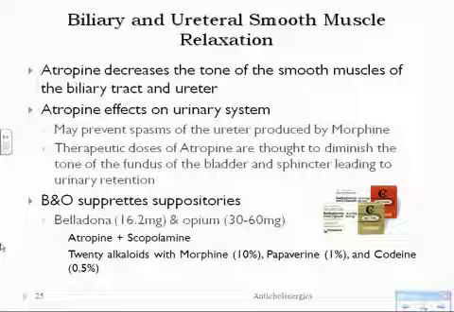So the belladonna itself will give you the anticholinergic effect, which prevents spasms of the ureter, and it's thought to also decrease the tone of the bladder and sphincter, and it's supposed to decrease that effect so you don't get that urinary retention as well. The way these are instilled is, of course, a suppository rectally, and it usually works really, really quickly, and it makes a huge difference in patients' comfort levels.